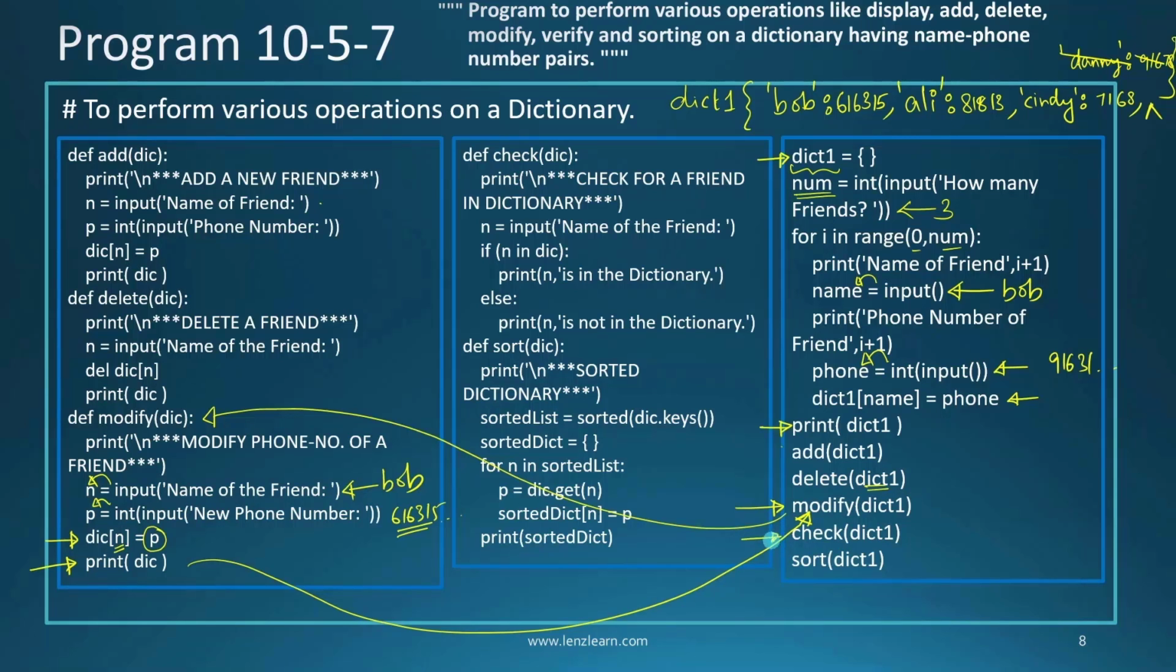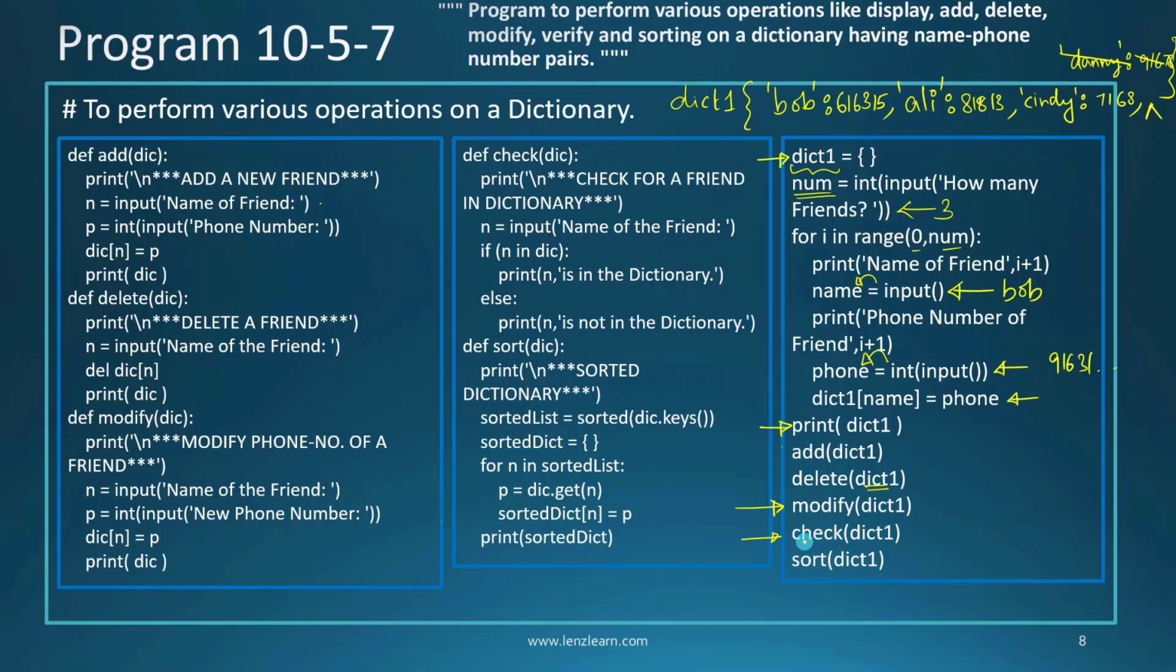Now the control will come to check. So with this function check, we are going to find out whether a friend's phone record is available inside our dictionary. So now the control will go to the function called check. So it will come here. You can see the function check over here. So it will accept the dictionary, and then first line it will print it is checking for a friend in the dictionary. Then it will ask for the name of the friend that you want to check whether it is in the dictionary. So if I want to check Cindy, you have to give here Cindy.